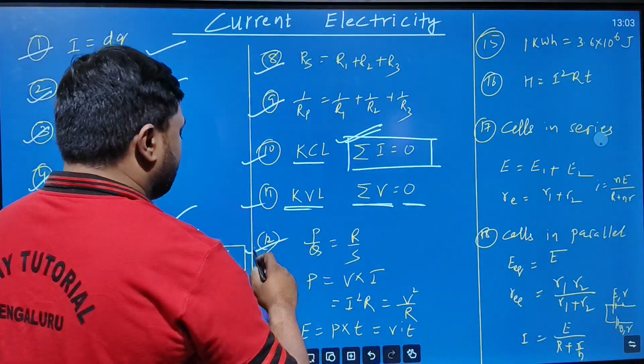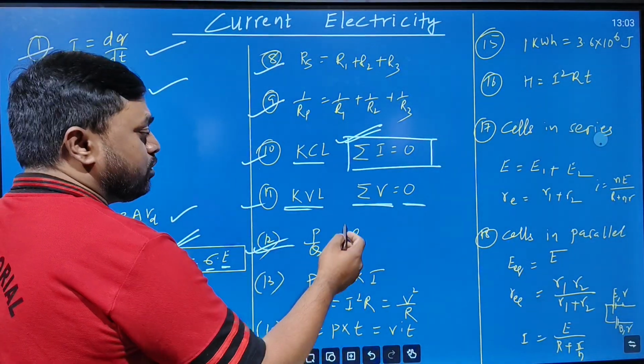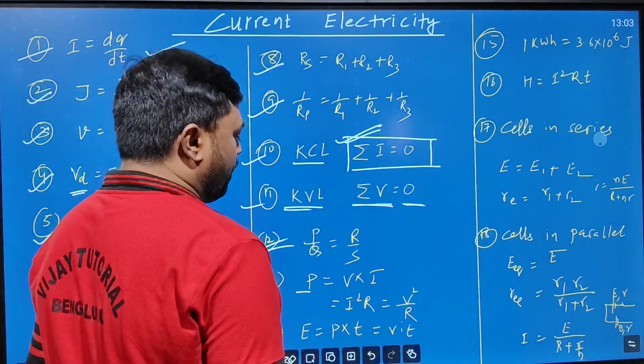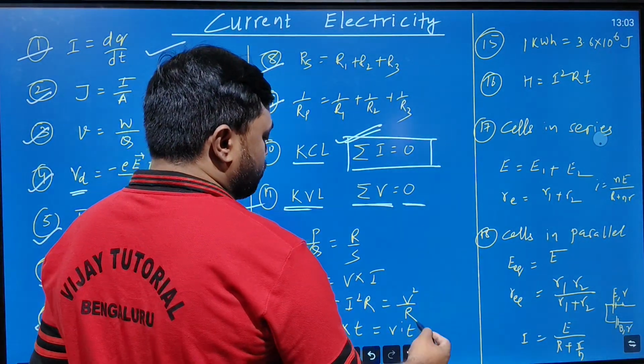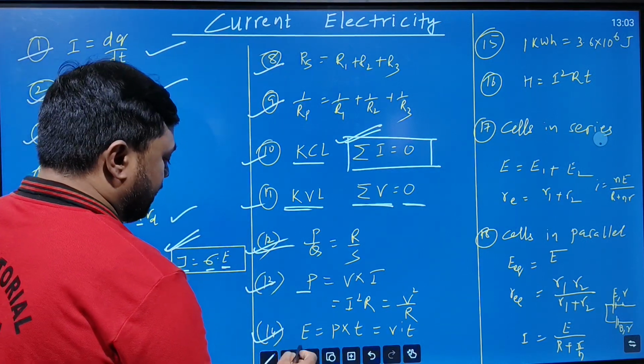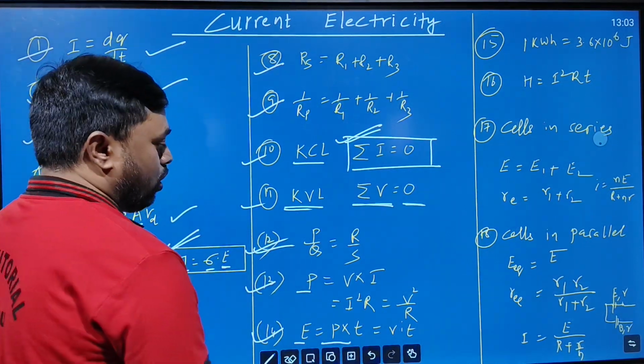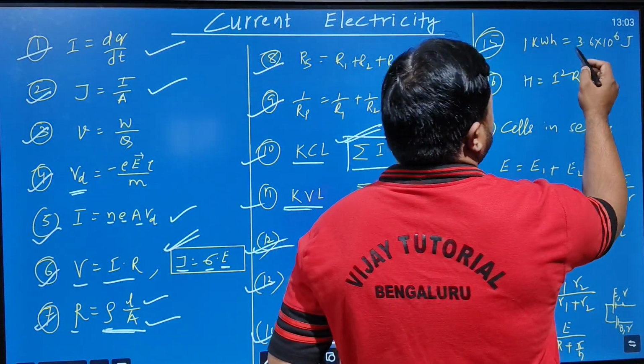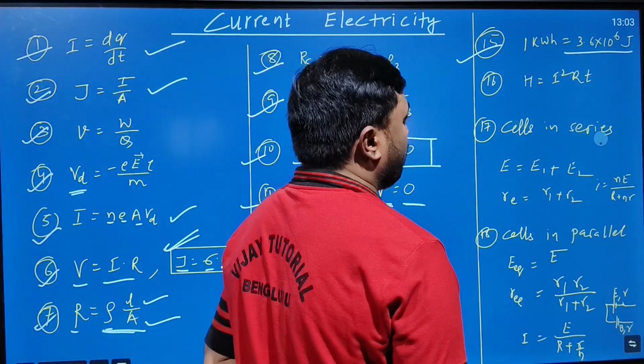Now, next Wheatstone Bridge principle, P by Q is equal to R by S. Power formula, power is equal to V into I, or I square R or V square by R. Energy formula, energy is equal to P into T or V into I into T. 1 kilowatt hour is equal to how much? 3.6 into 10 to the power 6 joule.